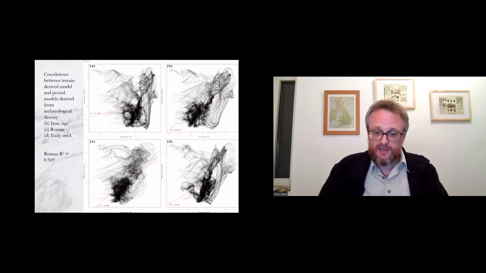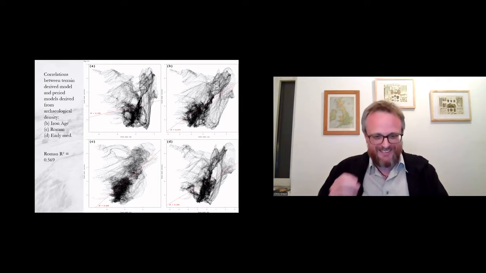The really striking thing here is the high degree of correlation between the terrain model and the models for the Iron Age and Roman periods. The values are 0.577 and 0.569 for each, and these are R2 values, which suggests that this relationship is quite significant, representing more than half of the variation within the data sets. There is a lower degree of correlation with the early medieval model, 0.395, and very little correlation with the Bronze Age model that I didn't show you.